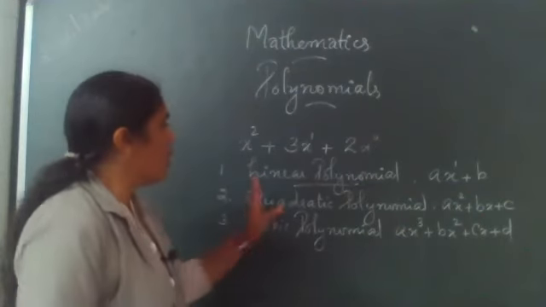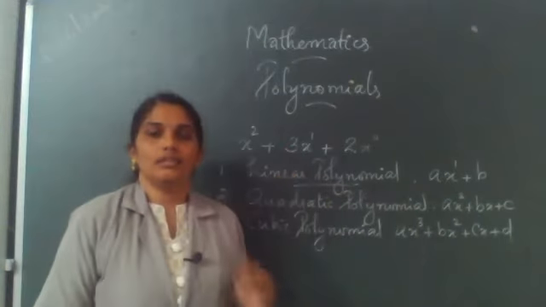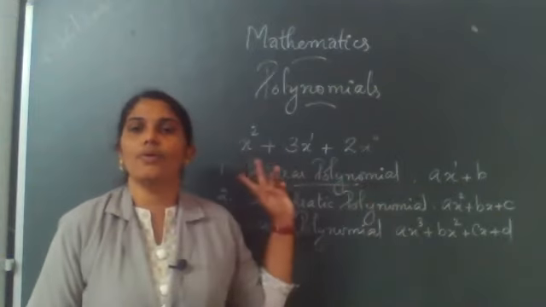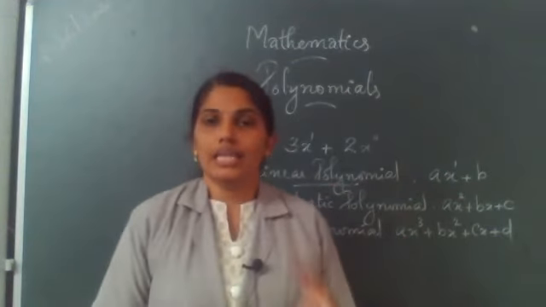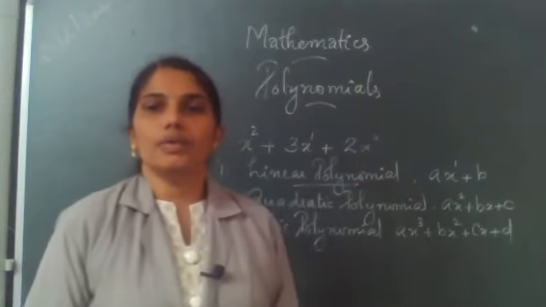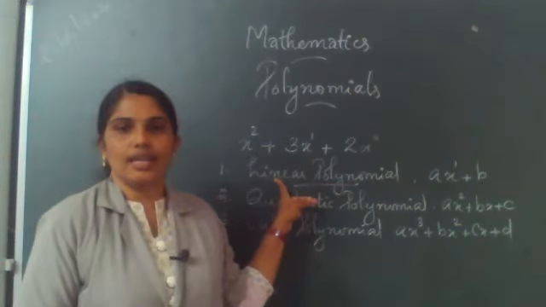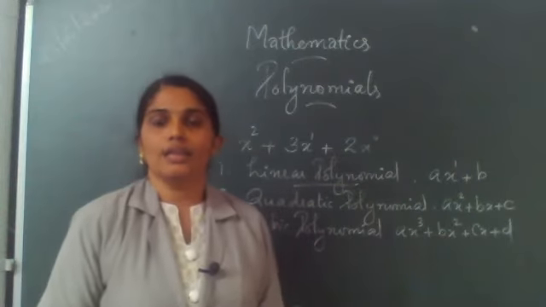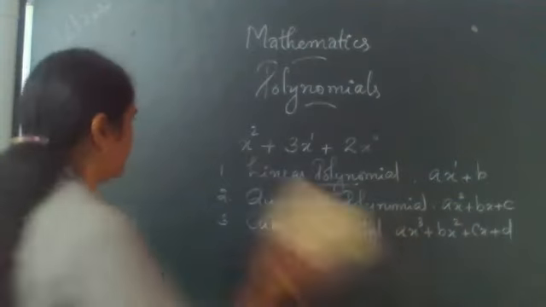And next, what is the shape of the graph of a linear polynomial? The graph of a linear polynomial is a straight line, and the graph of a quadratic polynomial is a curve. That curve is called a parabola.